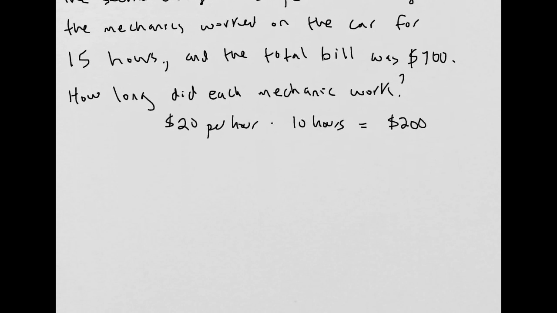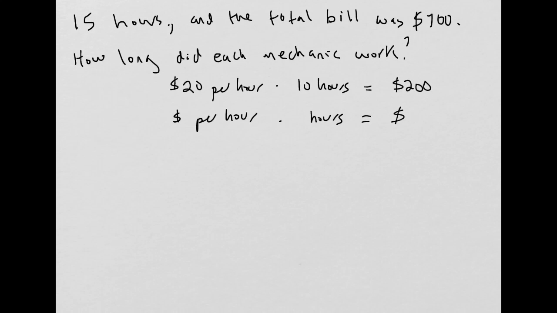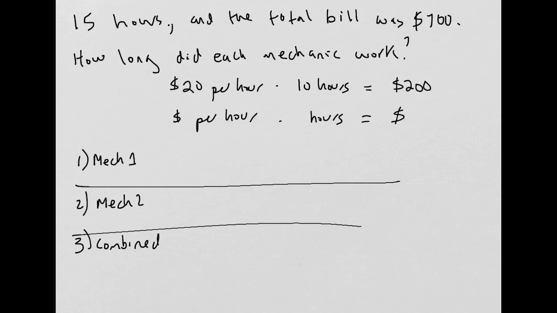So the equation that we're going to be using is going to be dollars per hour times hours equals dollars. And now, just like before, we're going to make a table to organize our information. So we've got mechanic 1, mechanic 2, and then a combined row. And we're going to try to fill in the details.